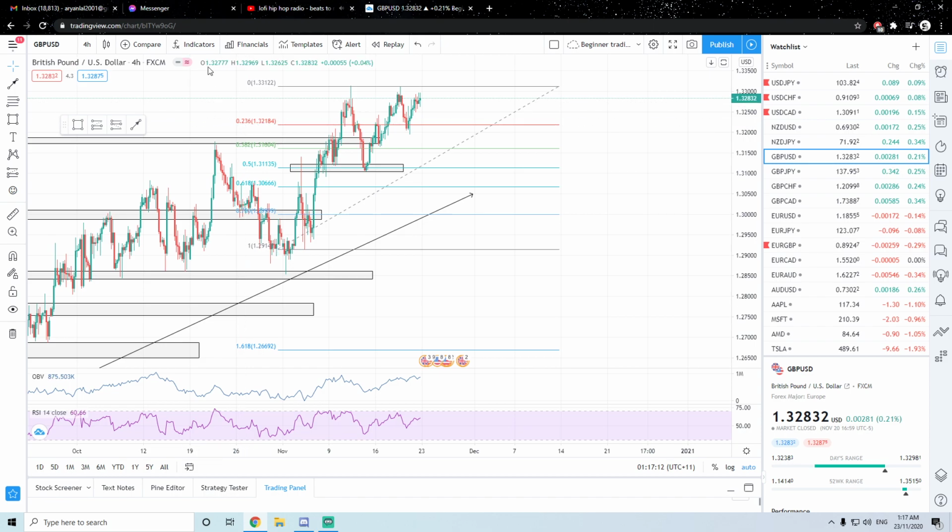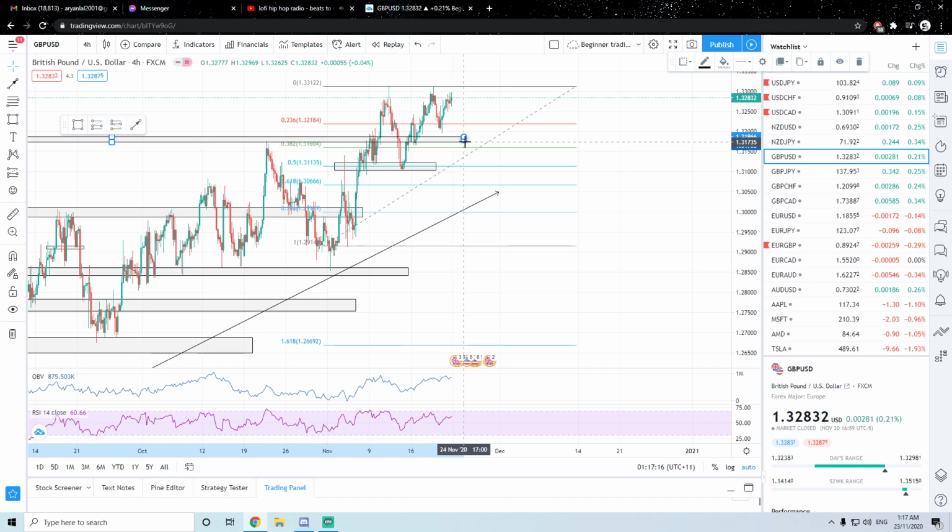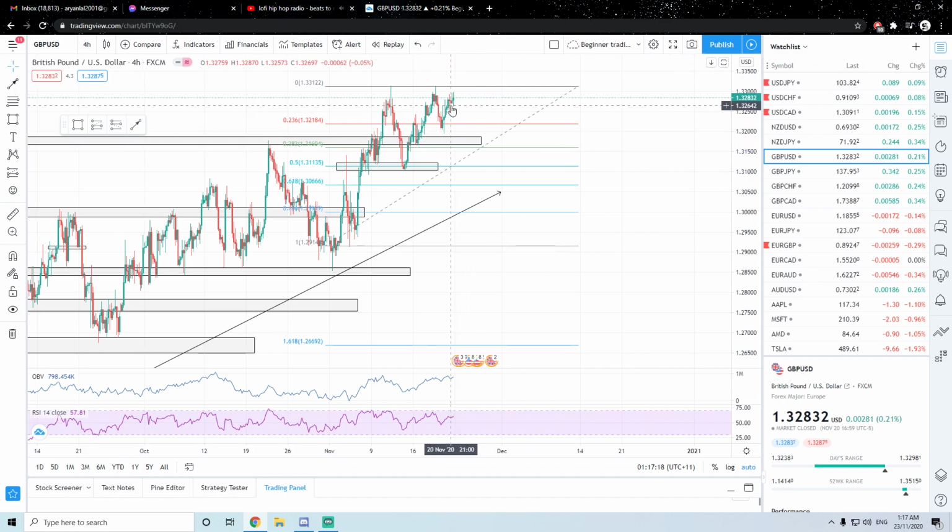And obviously what I think is going to happen now is probably some correction, or it could just break above.